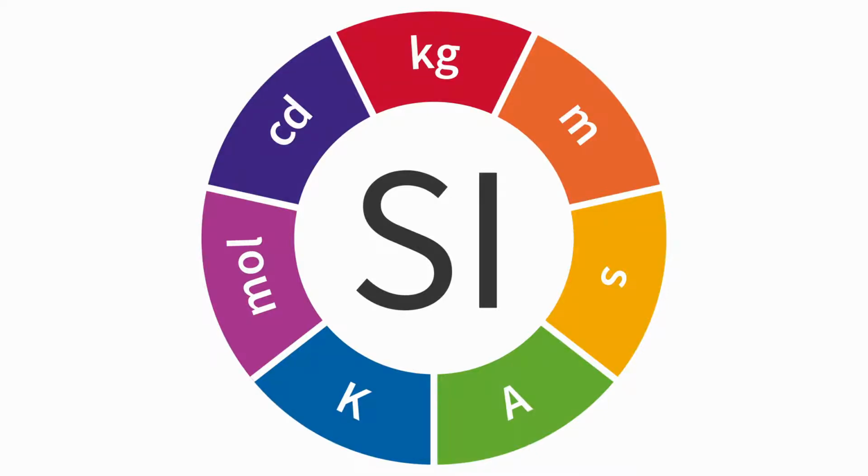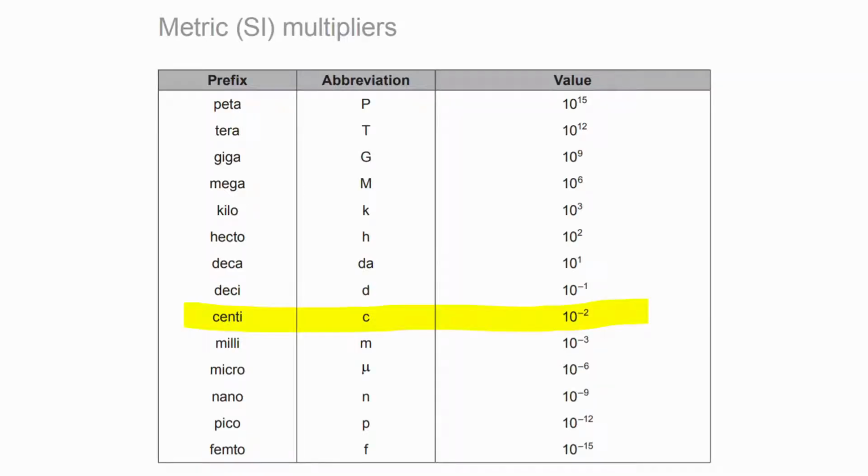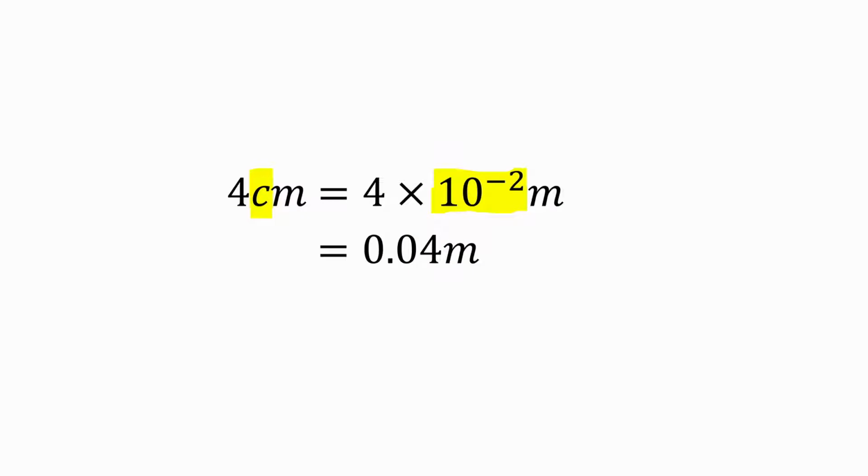Often you're working with SI units and metric multipliers, so if you didn't know what 4 centimeters was in meters, you could just look up centi as a metric multiplier of 10 to the minus 2, and then multiply 4 by 10 to the minus 2 to get 0.04 meters.